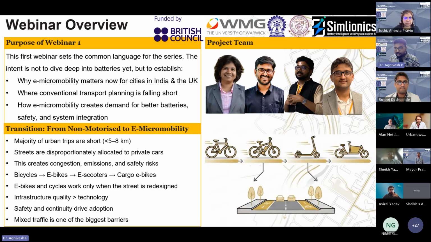So the idea is to set the context and build deep domain knowledge in this area, and all the participants over multiple sessions will be able to understand this space better, and they can participate in the hackathon. And this will be applicable to both the Indian and UK participants, because there will be events in both India as well as the UK over the course of the next few months.